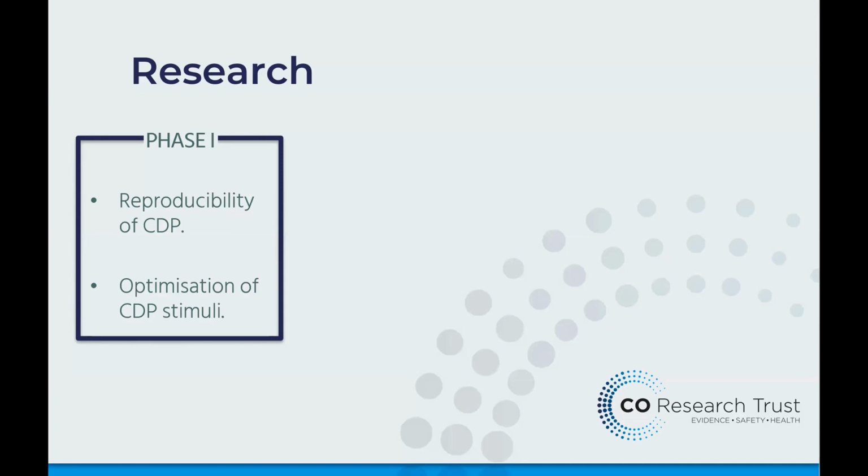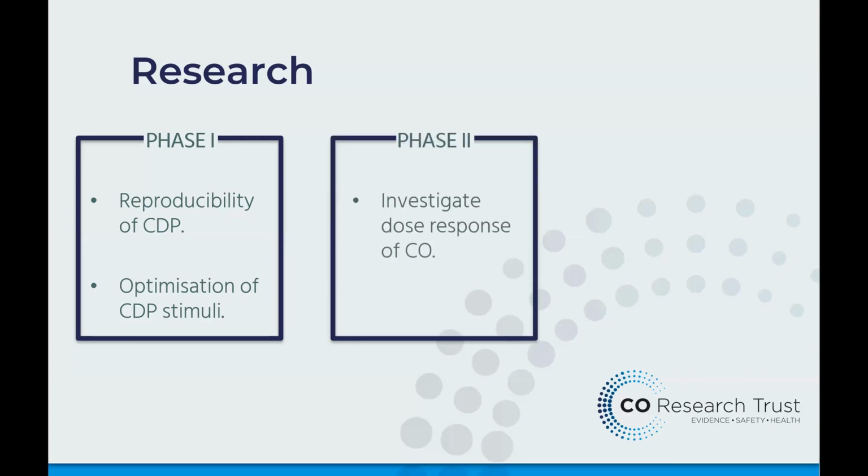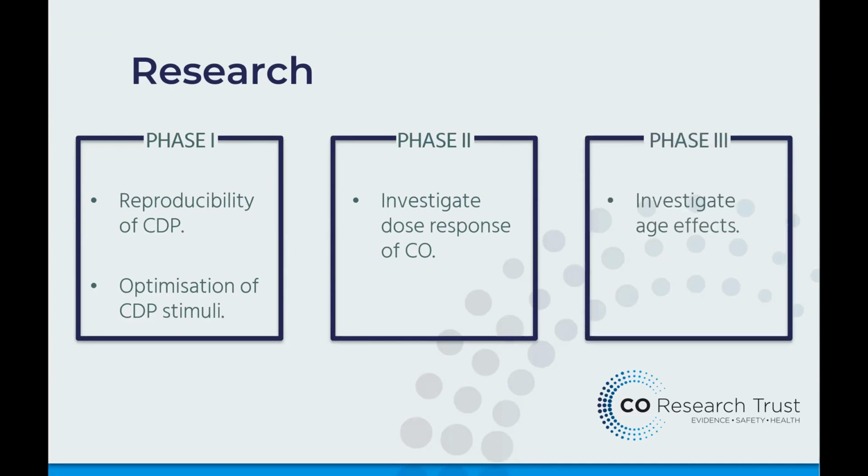So the data is currently being analyzed right now, and once that's done, we'll move forward into phase 2, which will explore the dose response of carbon monoxide on the pupillary light reflex and allow us to determine the lowest concentration of carbon monoxide that has an adverse effect on the pupillary light reflex. Once that's done, we'll carry on forwards to phase 3, which will then look at the age effect on the pupillary light reflex of when people are exposed to carbon monoxide.